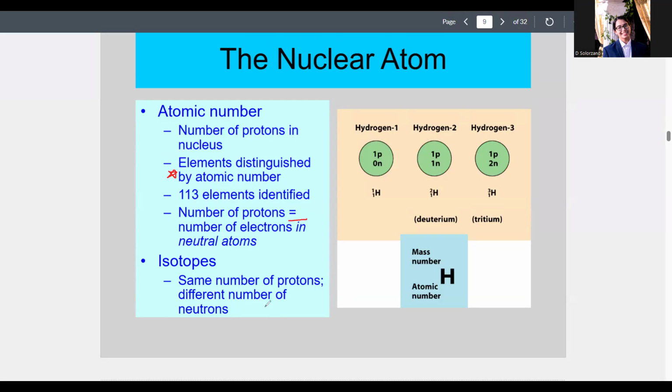Then isotopes are just when there's a different number of neutrons, which changes the weight slightly. So these are all isotopes.